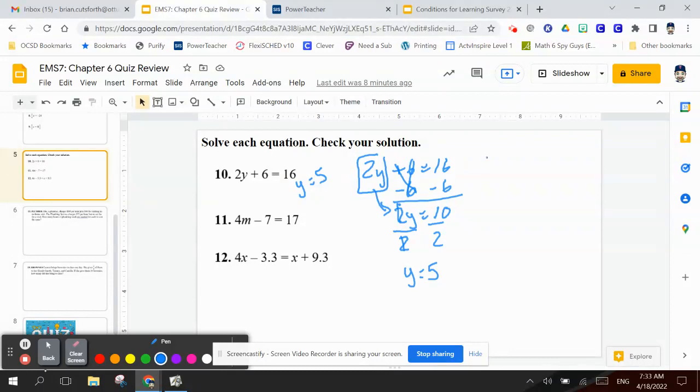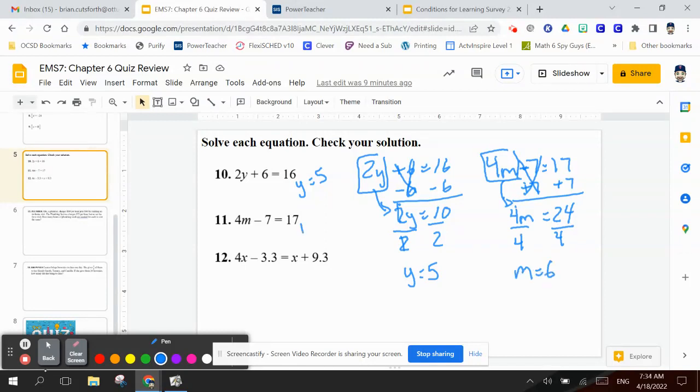4m minus 7 equals 17. Get my variable by itself. So the opposite of subtract 7 is to add 7 to both sides. 7 minus 7 is 0. I'm left with 4m equals 17 plus 7, and that's 24. I divide each by 4 to get m equals 6.